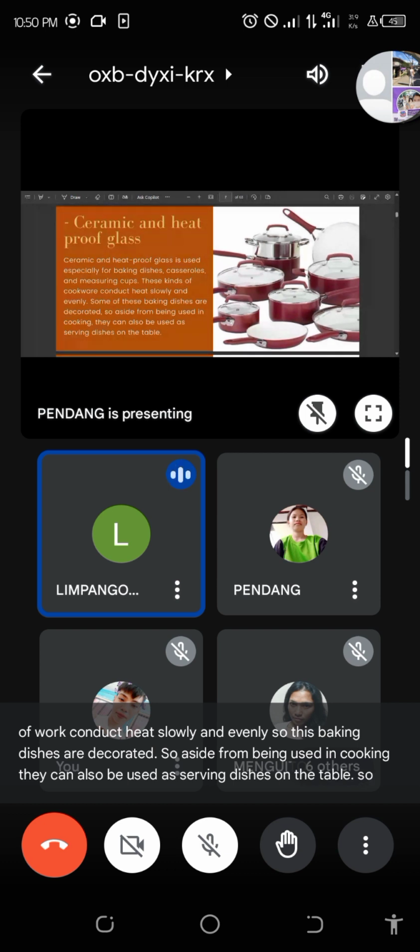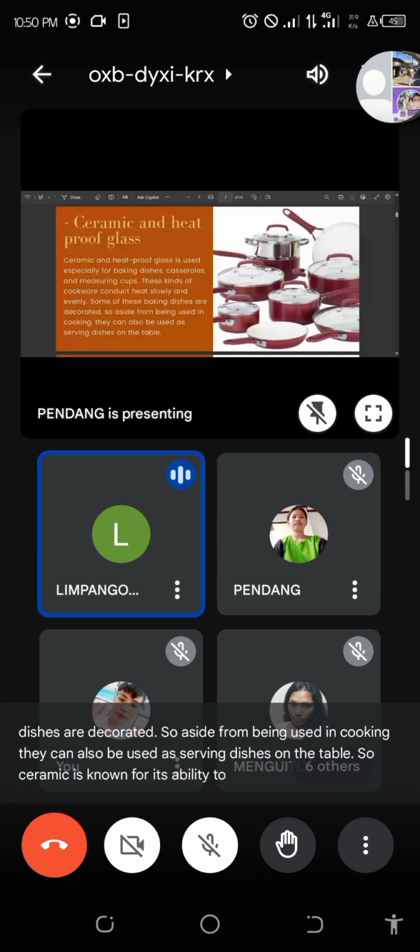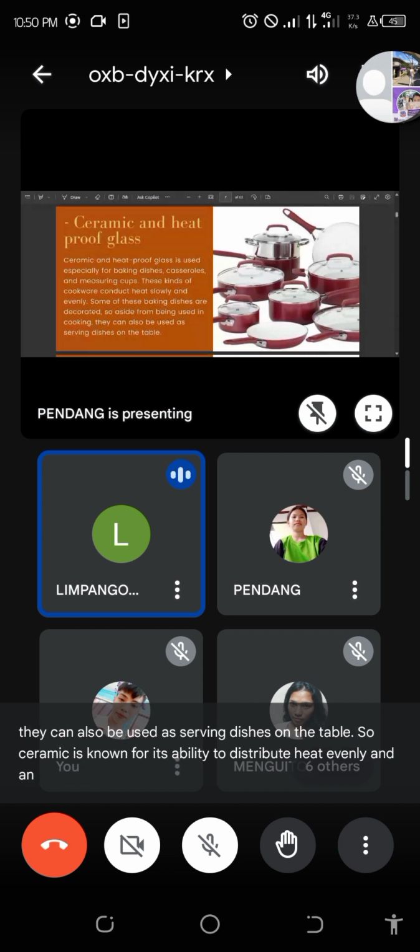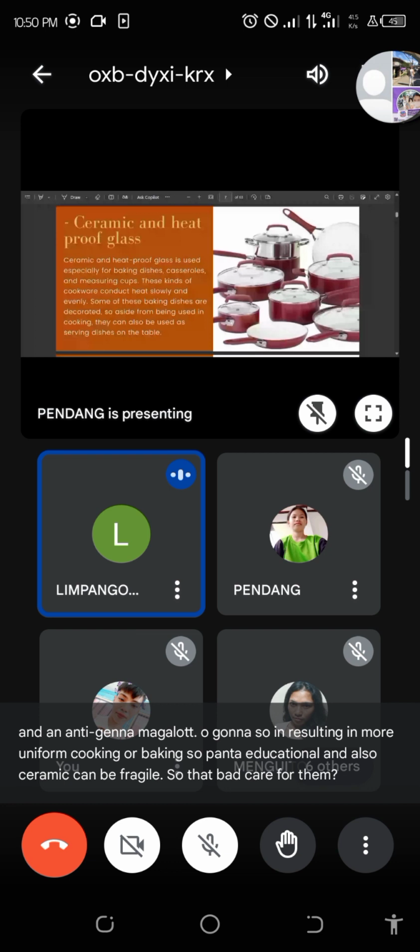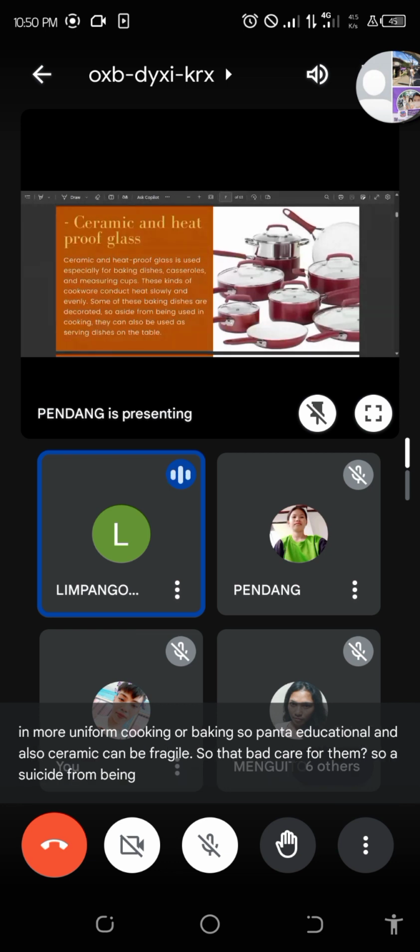So, ceramic is known for its ability to distribute heat evenly, resulting in more uniform cooking or baking. So the food is cooked evenly. And also, ceramic can be fragile, so we must be careful when handling it so it does not break. So, aside from being used in cooking, it can also be used as serving dishes on the table. Next slide, please.